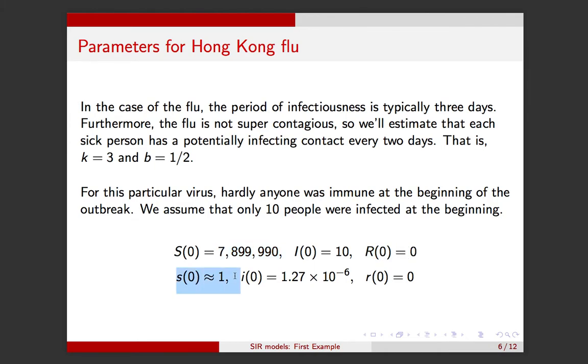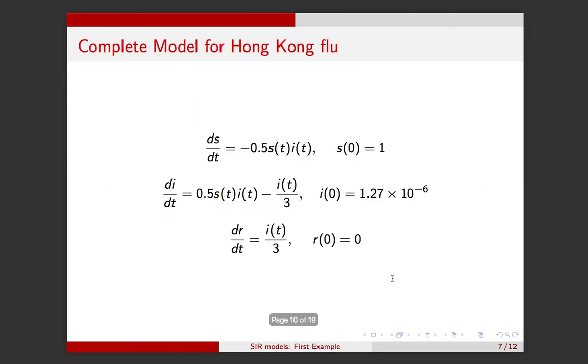And then if you want the proportional model, you would translate those raw numbers like this. The initial proportion of people susceptible is like everybody. The initial proportion of people infected is very close to 0, but not 0, and the initial proportion of recovereds is 0. So here's the complete proportional model for the Hong Kong flu. I just plugged in my B value, K value, S naught value, and I naught value.